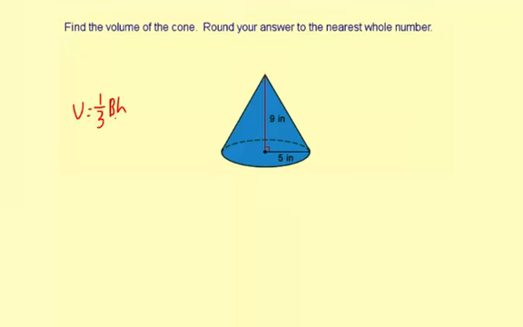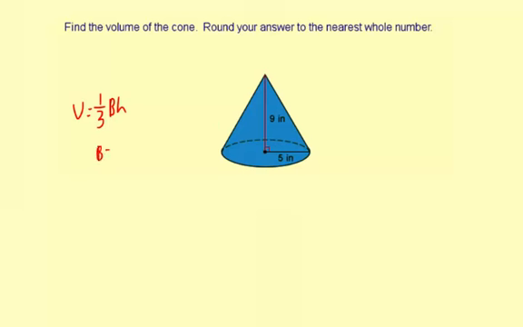of the base times the height. So basically it's 1/3 of the volume of a cylinder. So we need to find this base area, this circle area, and then multiply by the height, and then divide by 3. Or multiply by 1/3, depending on how you look at it.